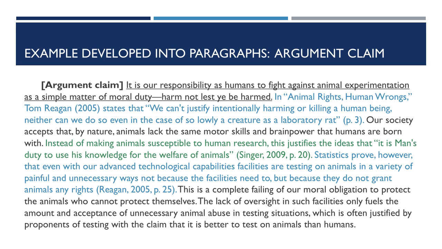And then we move into our first piece of evidence here. In Animal Rights, Human Wrongs, Tom Regan states that we can't justify intentionally harming or killing a human being. Neither can we do so even in the case of so lowly a creature as a laboratory rat. And then we move into explanation.